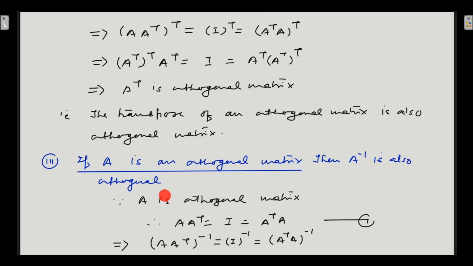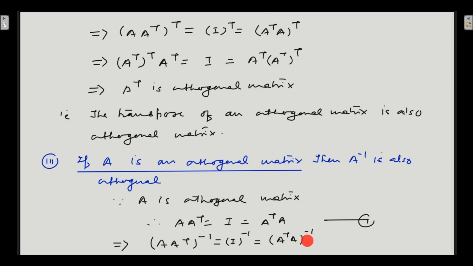Now, by the definition of orthogonal matrix, which we have learned three lectures ago, what do we have? We have A transpose A is equal to the identity matrix, and that is equal to A A transpose. This expression, marked as equation 1, came from the definition of orthogonal matrices.